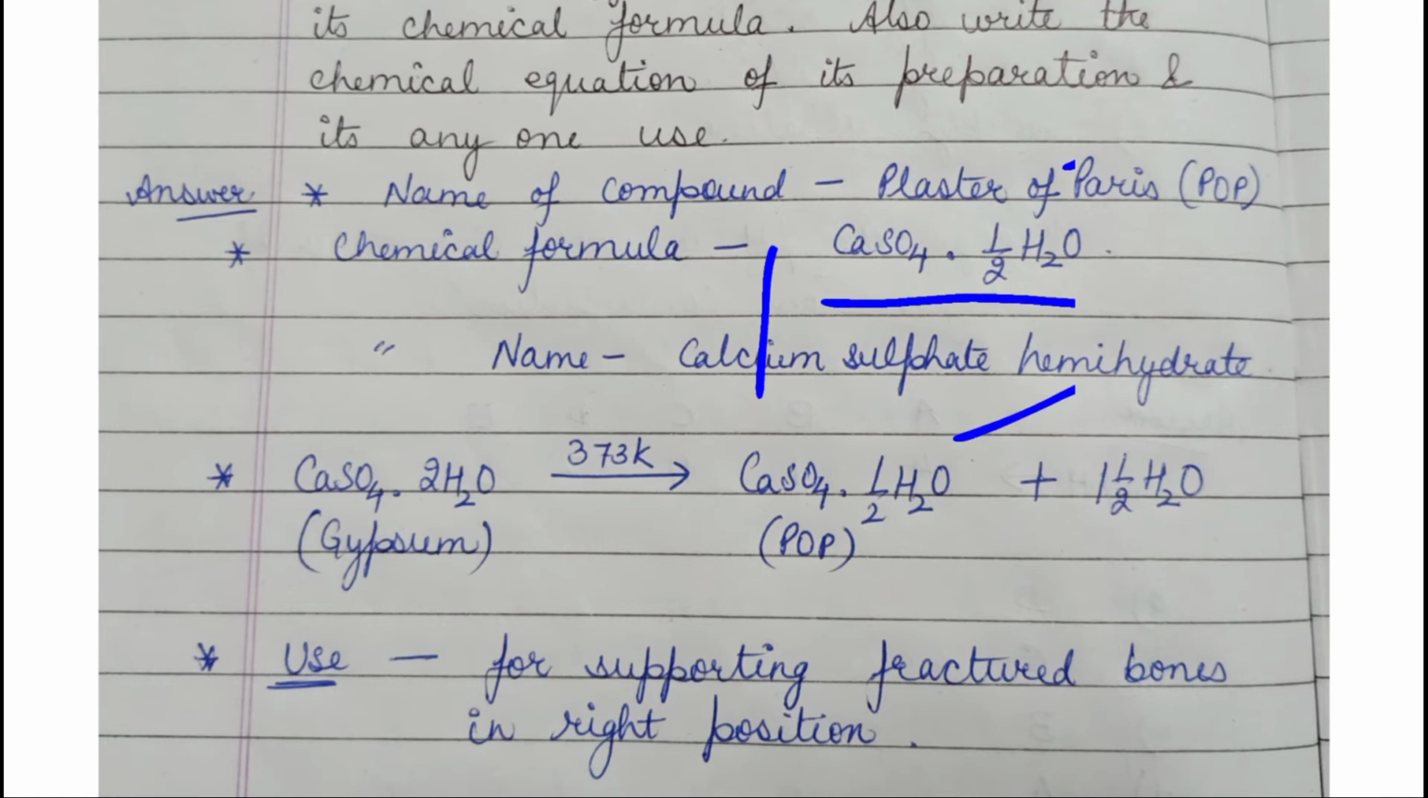And how it is prepared? Gypsum, calcium sulfate dihydrate. This is .2H2O, the water of crystallization. When we heat it at 373 Kelvin, or you can say 100 degrees Celsius, so calcium sulfate dot half H2O or hemihydrate, this POP will be formed, and 1.5 molecule of water will also be produced. And when used, it is used for supporting fractured bones in the right position.